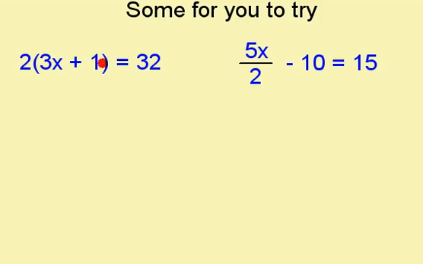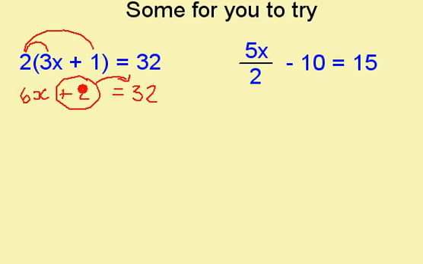So on this question, we need to multiply out the brackets first. 2 times 3x is 6x, and 2 times 1 is 2. Then we're going to float and ping the plus 2. It's going to become minus 2, so we've got 6x equals 32 minus 2 is 30. Then the 6 is going to go down the escalator, so we've got x equals 30 over 6, which gives me 5.